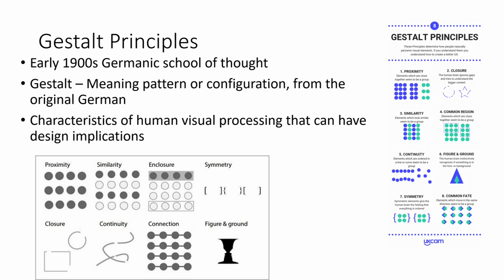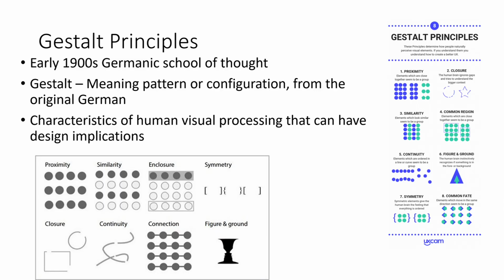Then there are concepts called Gestalt principles. This was from an early 1900s Germanic school of thought. Gestalt means pattern or configuration. And basically they're characteristics of human visual processing that we can use, that can have design implications. And this is essentially how our visual system works. So if we look at the example on the right, these are basically two images both showing the same concepts. They're just showing them differently. I prefer this one here on the right.